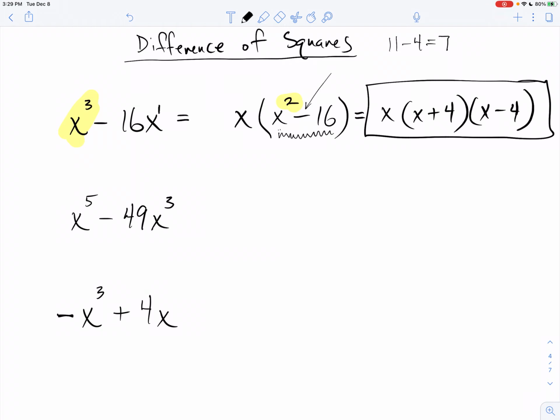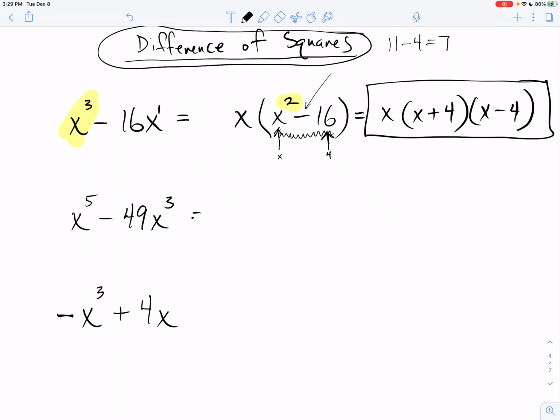And then, what times itself would give you x squared? Well, that's x. What times itself would give you 16? Well, that's 4. And the pattern for difference of squares, because that's all it is, a pattern, says you do x plus 4, x minus 4.